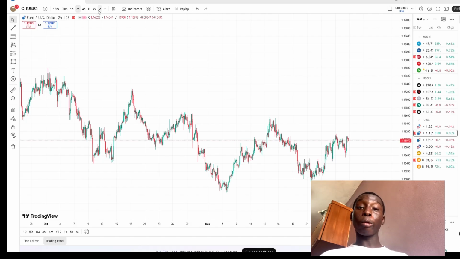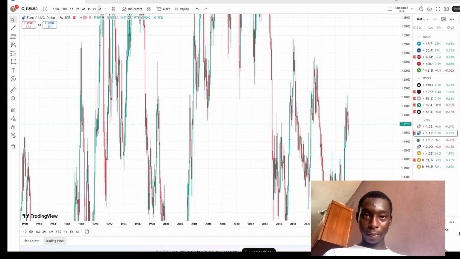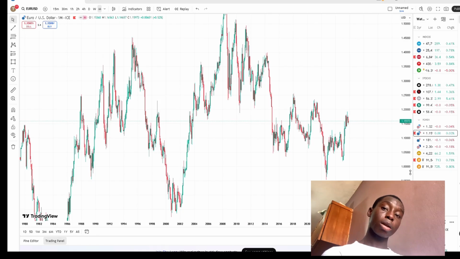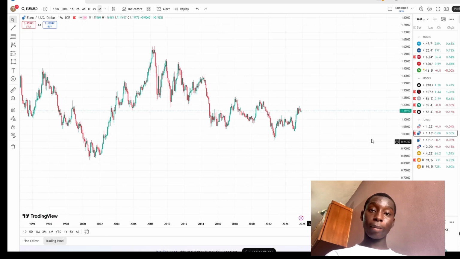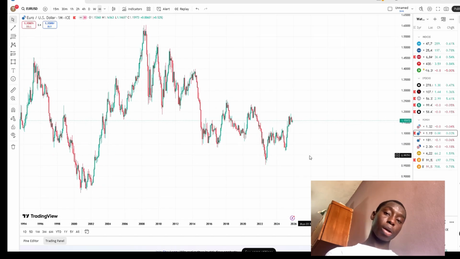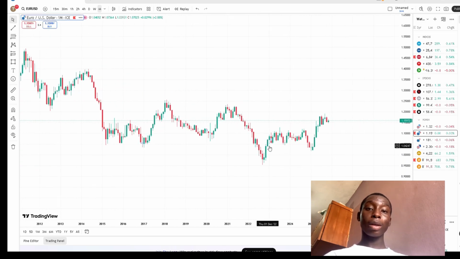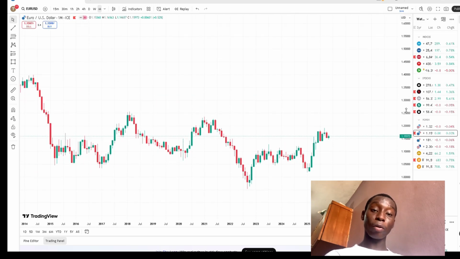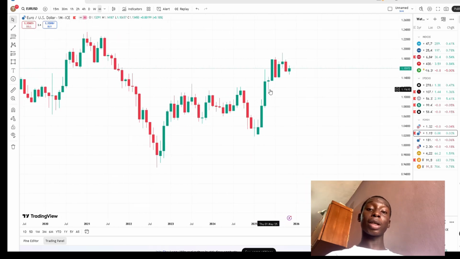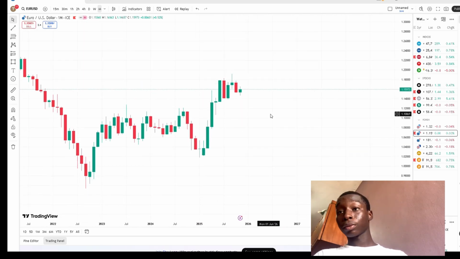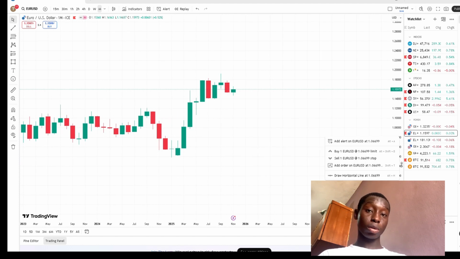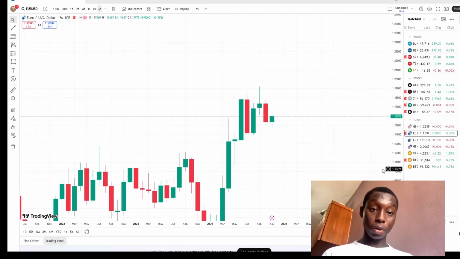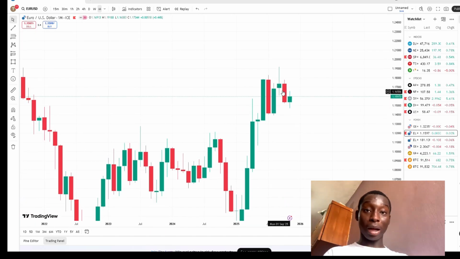Monthly time frame first, to check the overall direction of the market. So on the monthly time frame, you can see price was in a bearish trend.